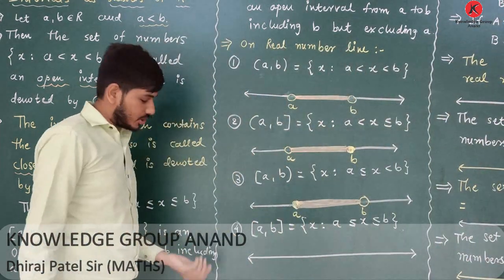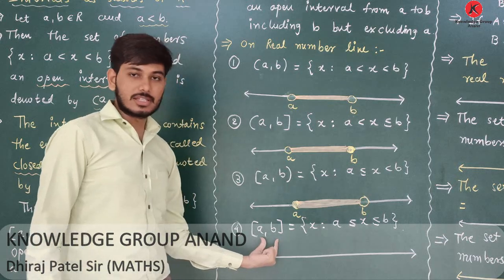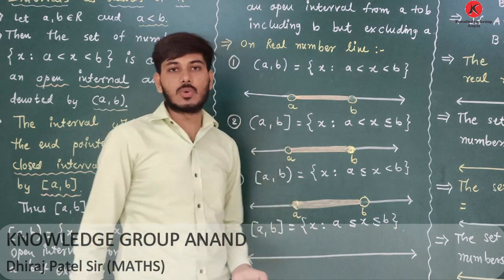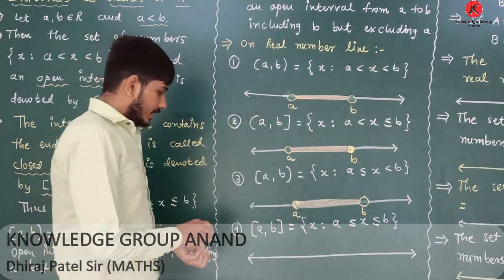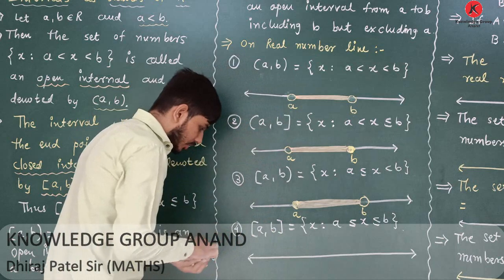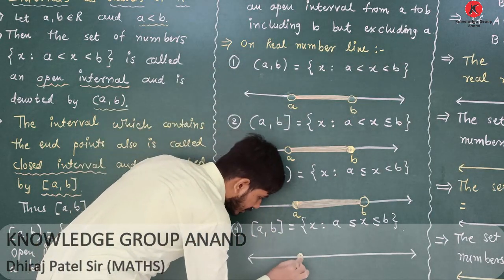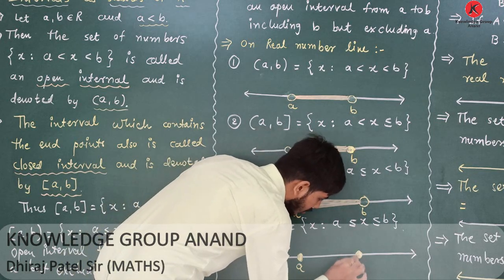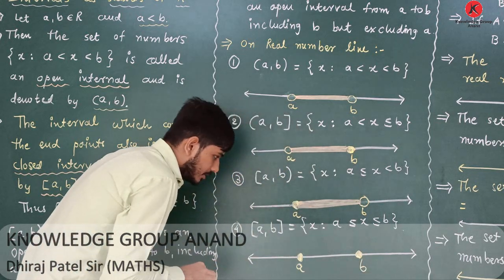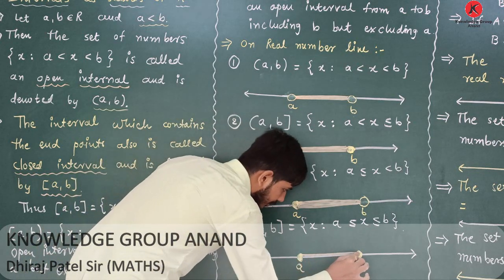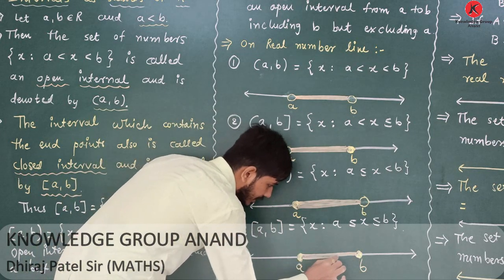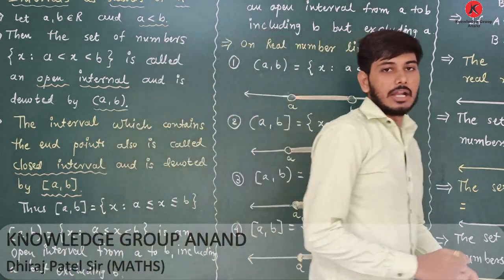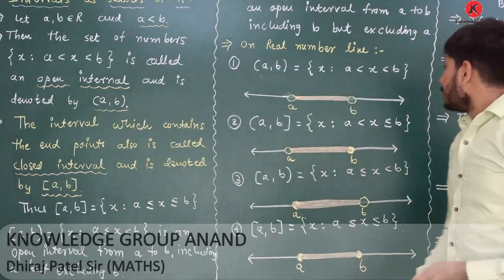Now, the last one, closed interval from A to B, which in set builder form is x such that A less than or equal to x less than or equal to B. Here A and B both are included, therefore put a dark circle on A as well as on B, and include all the real numbers between A and B. Now, the next one.